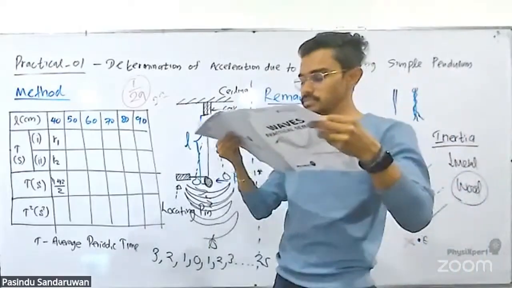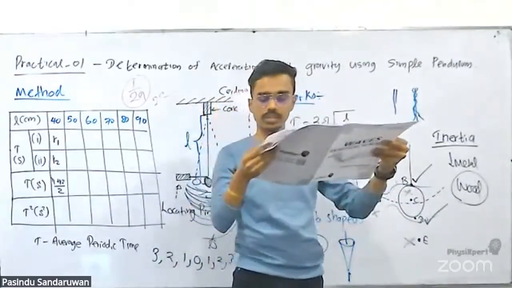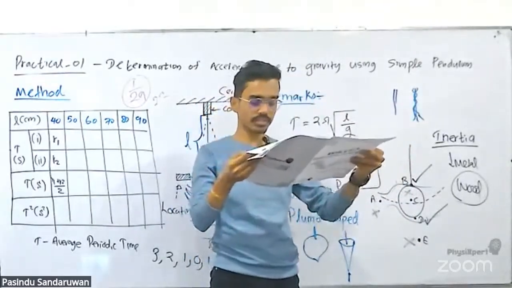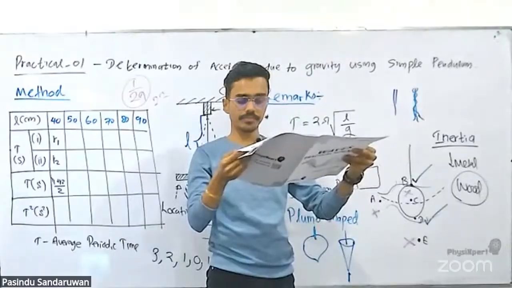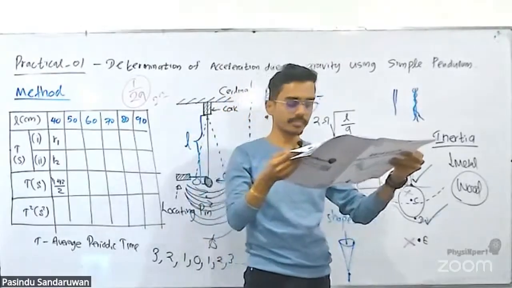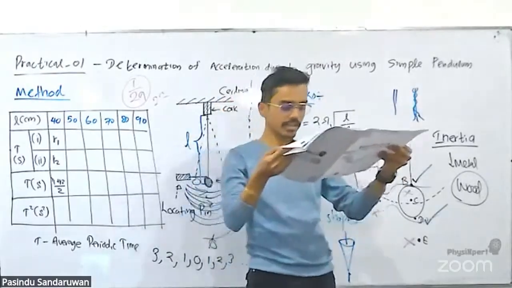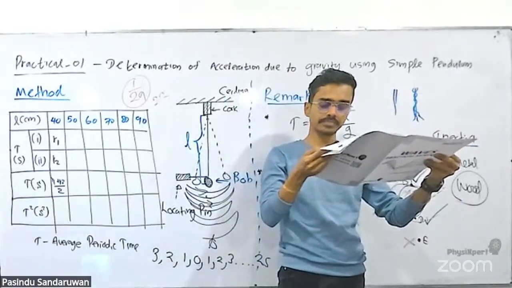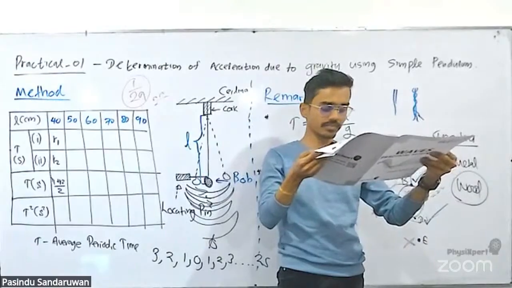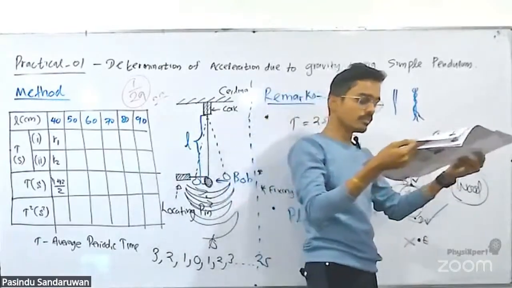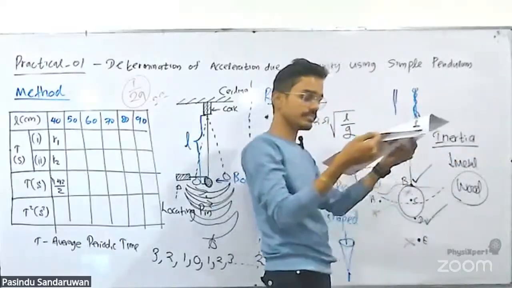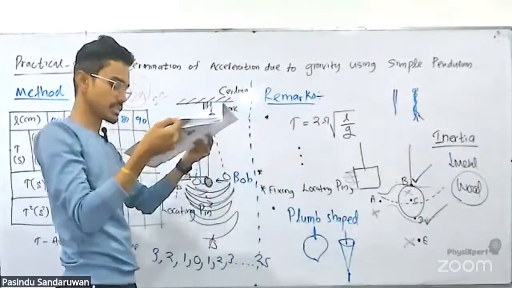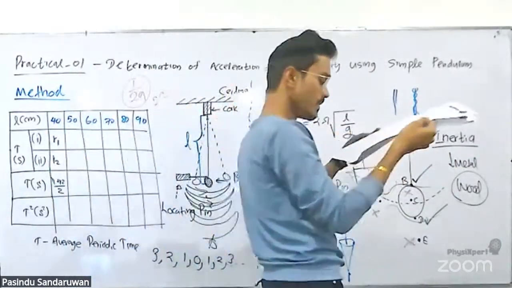Method. Pass the pendulum string through the cork and suspend the pendulum from a fixed hand. Measure the oscillating length L of the pendulum from the point of suspension down to the center of the pendulum, the center of gravity. Note down the value of L and fix the locating pin vertically below and close to the lowest point of the path of the pendulum bob. Pull the bob aside till it is inclined by an angle of 5 or 6 degrees to the vertical. Release the pendulum. Start the stopwatch.